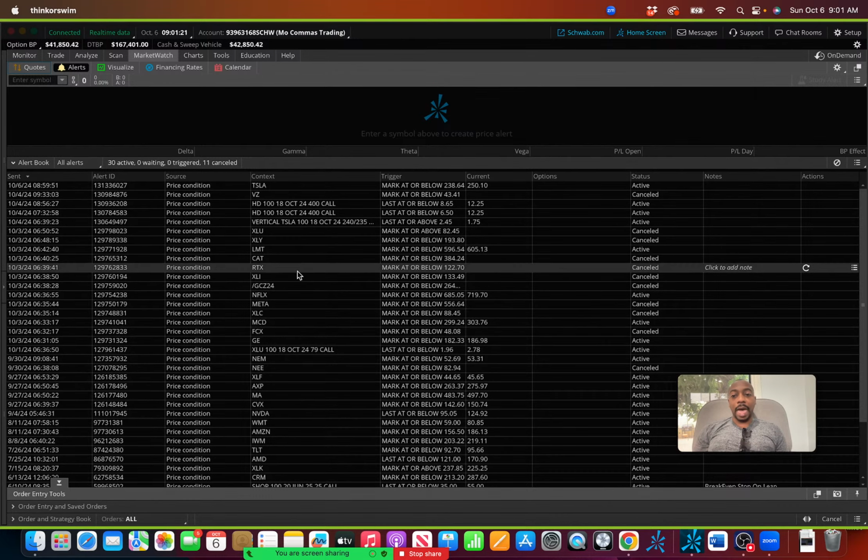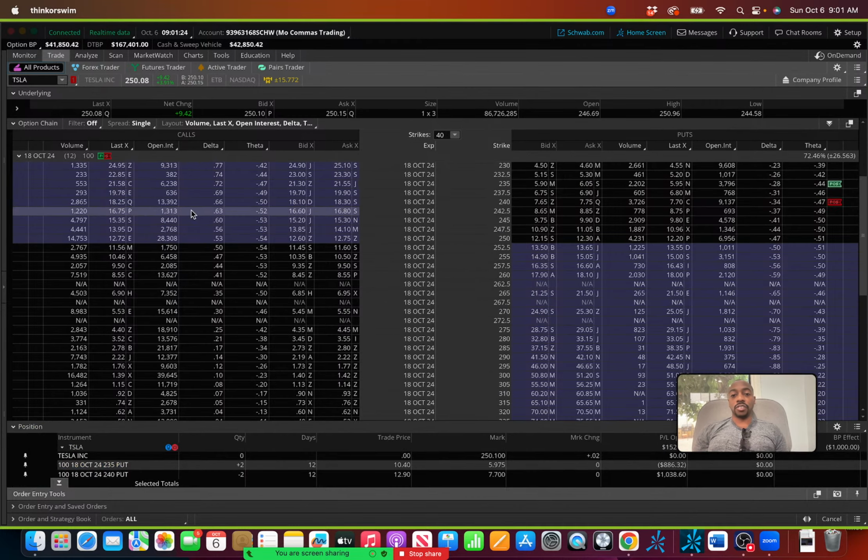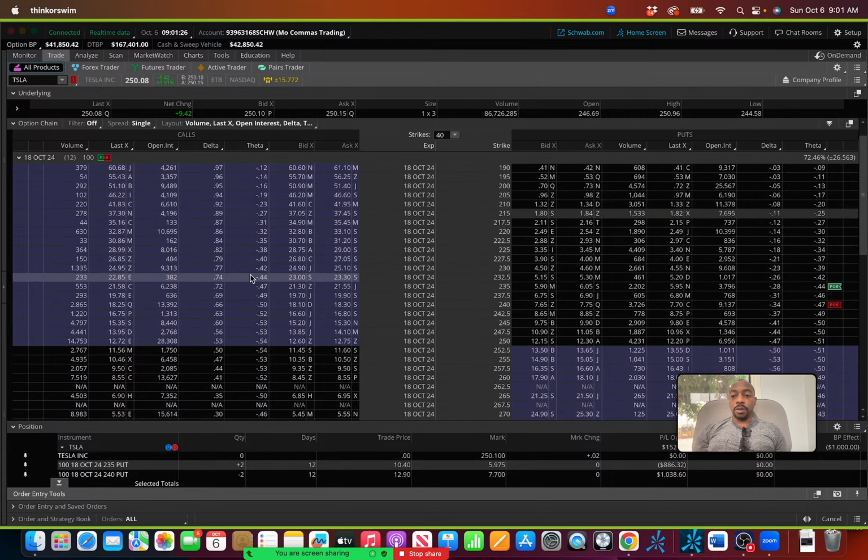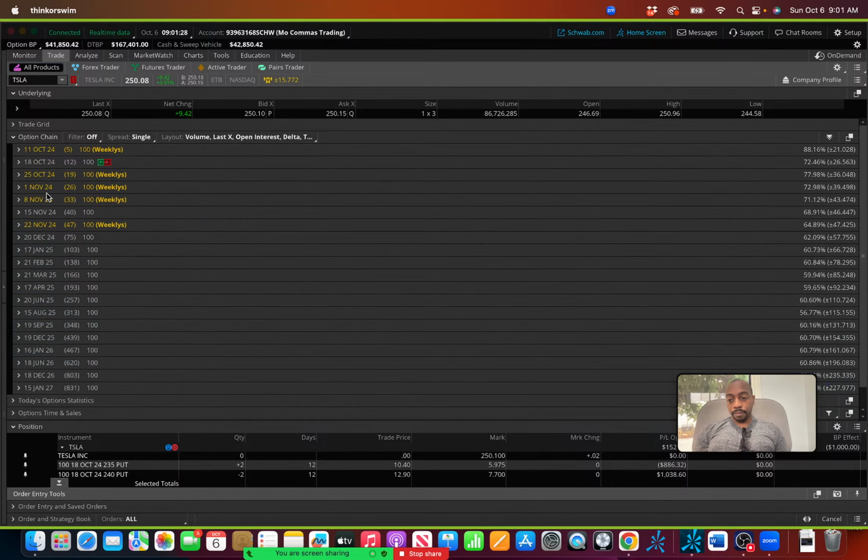Oh, it only has the active and the ones I've canceled. So I wish I could show it to you. So then what I'm going to do is go to the option chart. This is what the option chart is going to look like when it's not expanded, when you go to it. Here's the option chain, right?